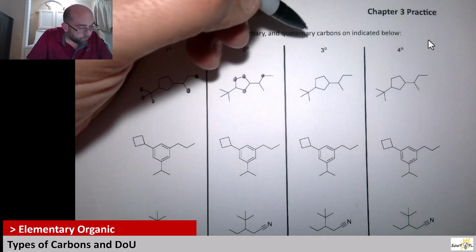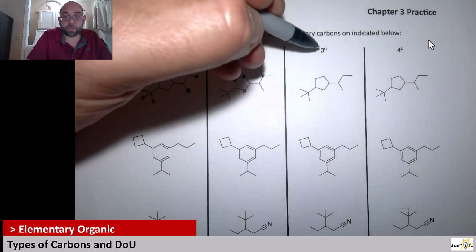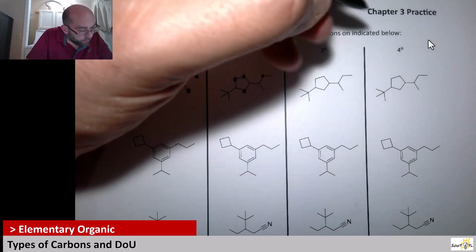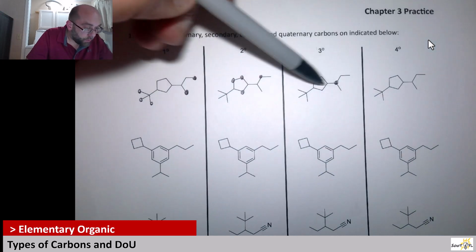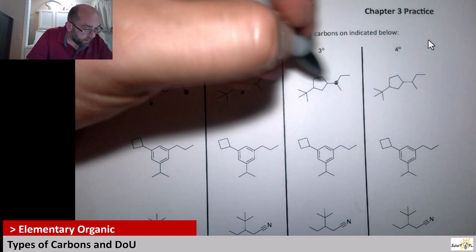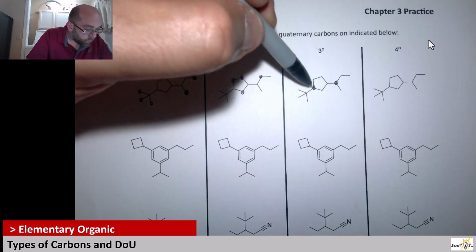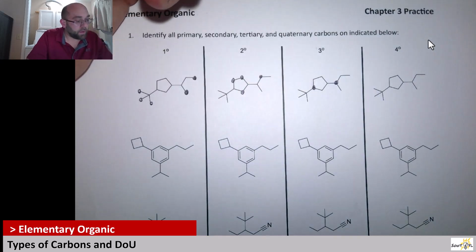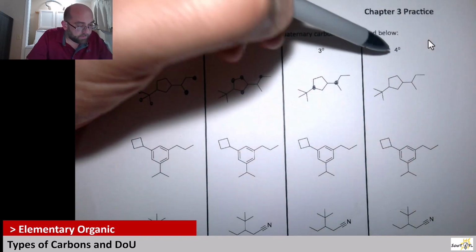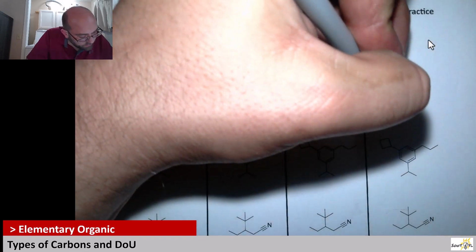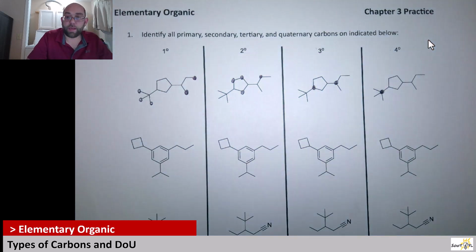Next, we would look for tertiary, a carbon that's bound to 3 others. That would be right here, that carbon has 1, 2, 3 bonds to it. And then here, that carbon has 1, 2, 3, 4 bonds. Wait, so there's only 2 tertiary carbons. And then this guy is going to have 4, so that would be this. That is the only carbon that has 4 other carbons bound to it.